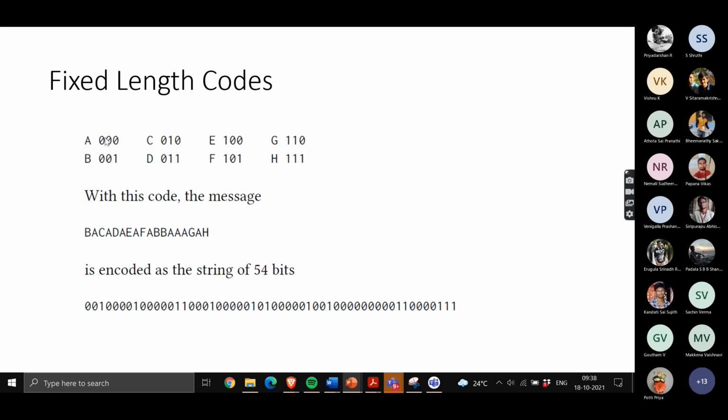Considering that in my language I will always use the symbols from A to H, for each symbol I have the equivalent 3-digit binary number. When I am writing the message, I will refer to the table, pick up the corresponding bit pattern for each character, and then write a bigger bit string. In the communication, you will use this bigger bit string for representing your message. So this is fixed length coding.